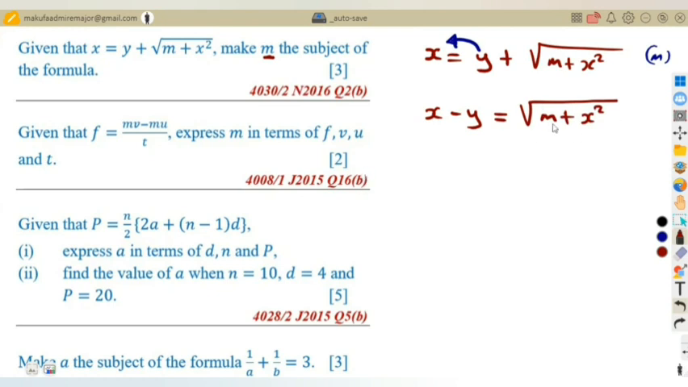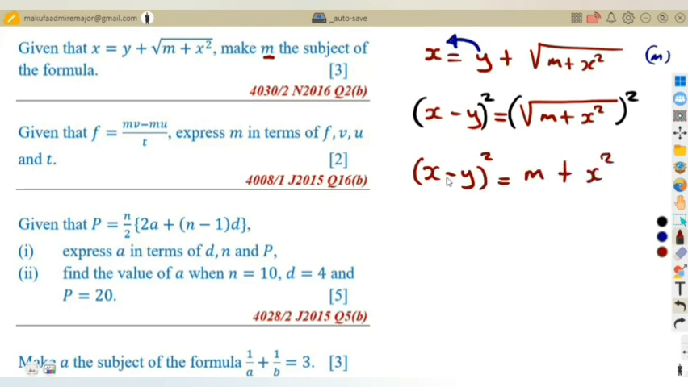Now we are left with the square root and this part, and the term that we need is inside of the square root. So we have to square both sides in order for us to remove the square root. Do not expand the brackets, just write them as they are. x minus y squared is equal to m plus x squared. You can only expand these brackets if the letter that you want to be the subject is involved in this bracket, but we do not have m here, so don't expand.